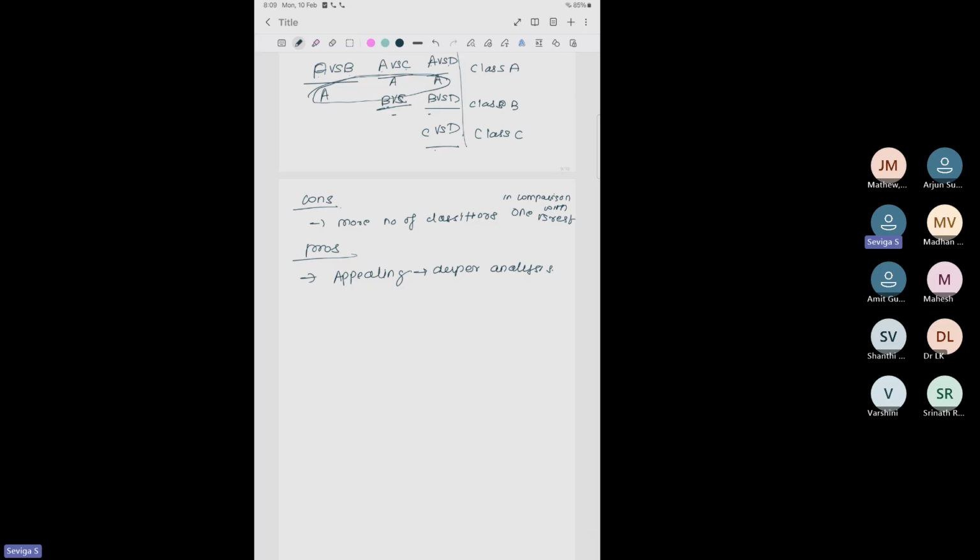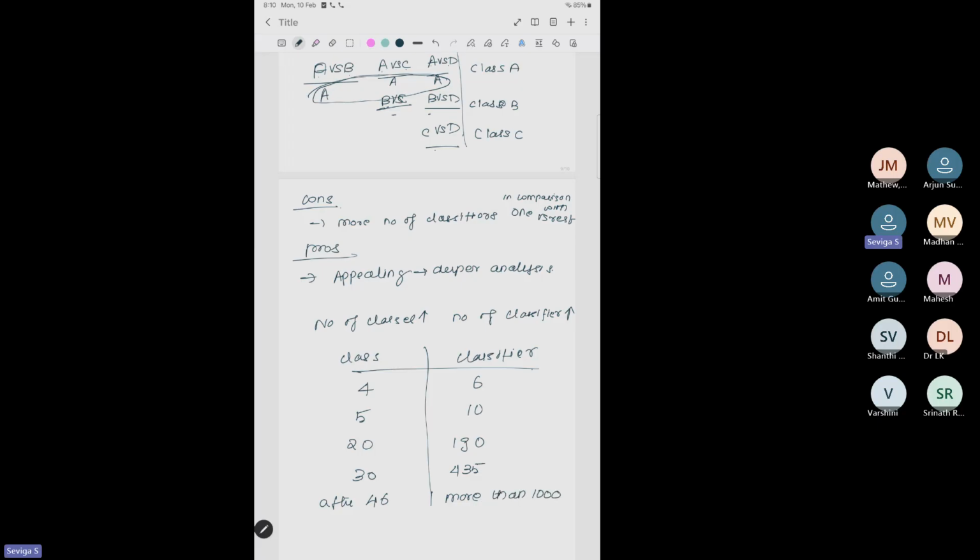But as I said, the downside is that we need more classifiers when compared with one versus rest. The number of classifiers will grow with the number of classes. As the number of classes increases, the number of classifiers also increases. Suppose we want to tabulate it. For 4 classes, we had 6 classifiers. For 5 classes, we need 10 classifiers. For 20 classes, we need 190 classifiers. For 30 classes, we need 435 classifiers. After 46 classes, we will need more than 1000 classifiers.